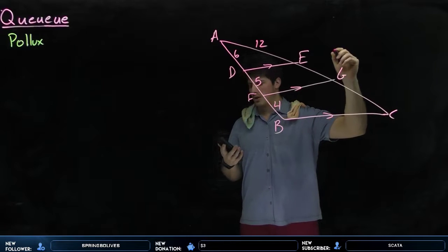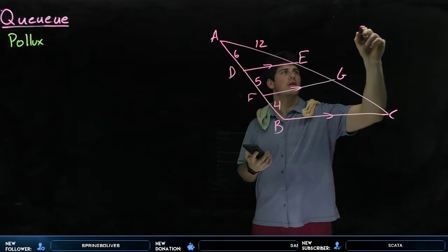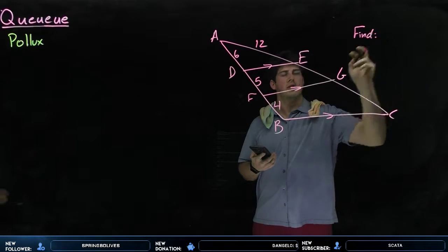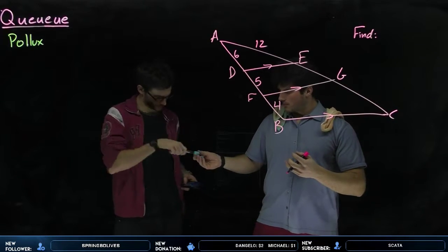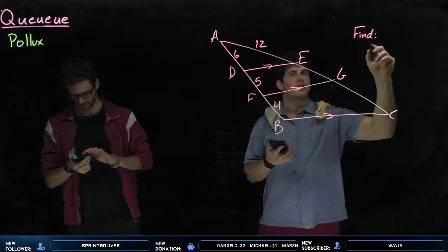Do you mind writing up the answer choices here? Yeah, can I have a marker? The blue and orange are good. Thanks. We want to find AC.